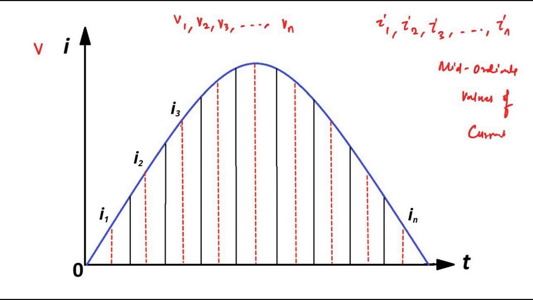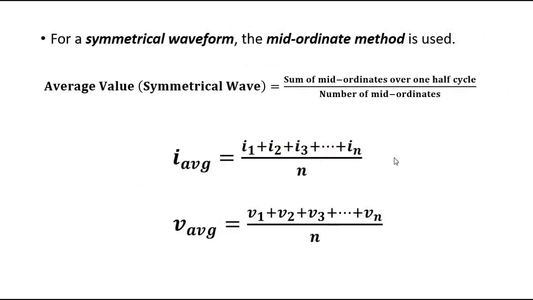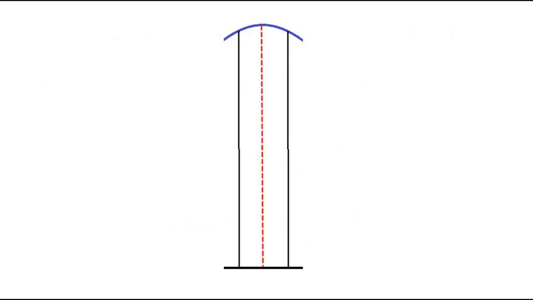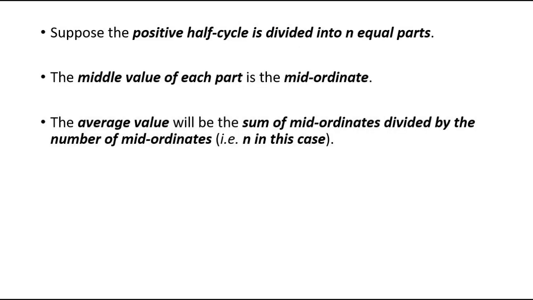Then we plot their values. What is the respective value? This I1, I2, I3, then In, and so on. These are called mid-ordinate values, and we simply take the sum in the numerator, divided by the number of mid-ordinates, or the number of parts. That is called the mean value or average value. This is the mid-ordinate method to determine the mean or average value.